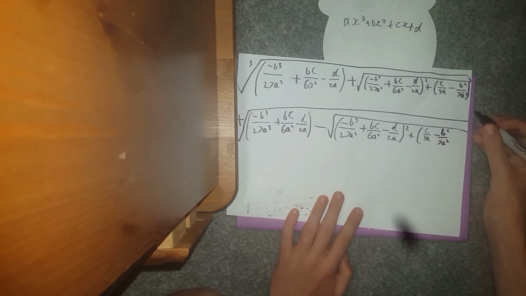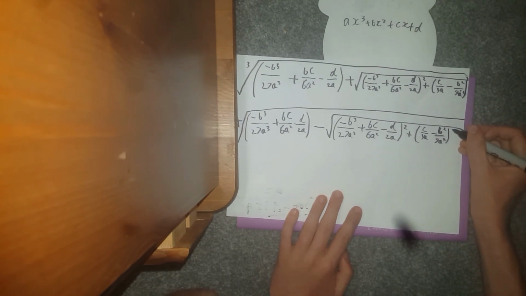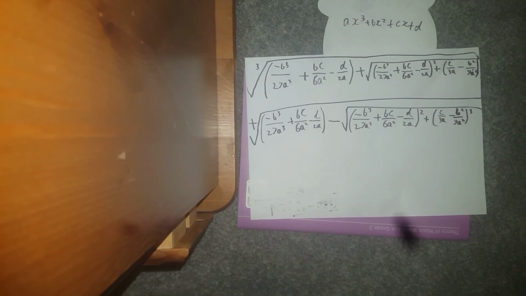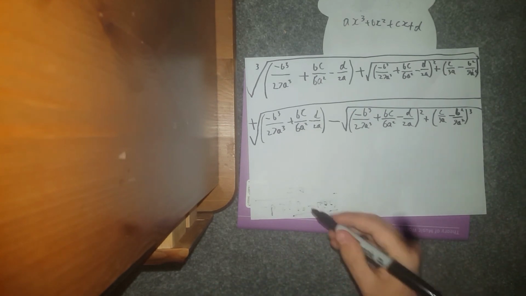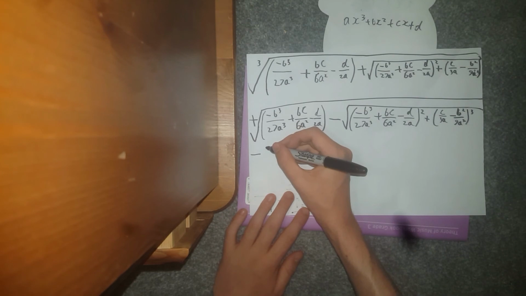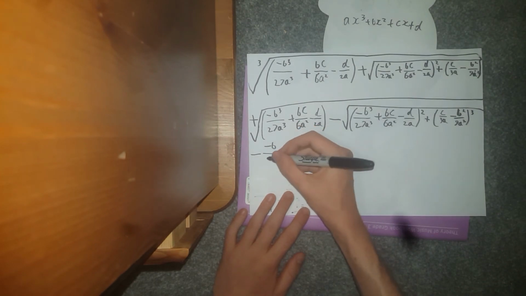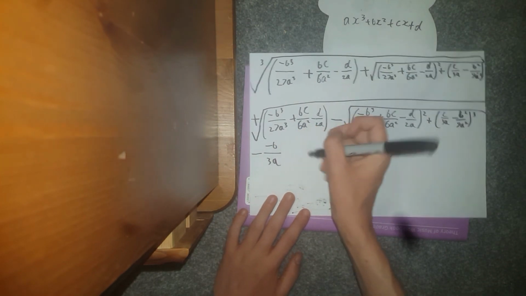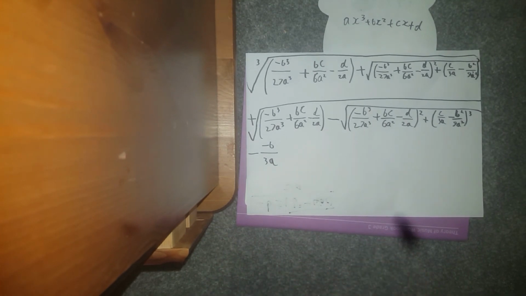Okay, so that's a lot. Just when thinking it's over, there's one more thing you need to remember on the end, and that's minus b over 3a. And that's the equation. That's all of it.